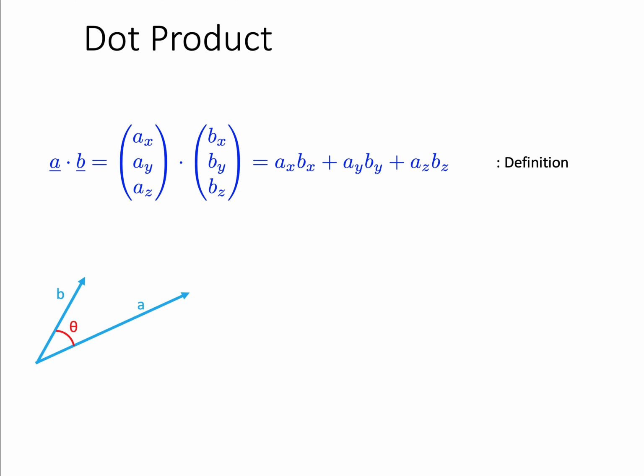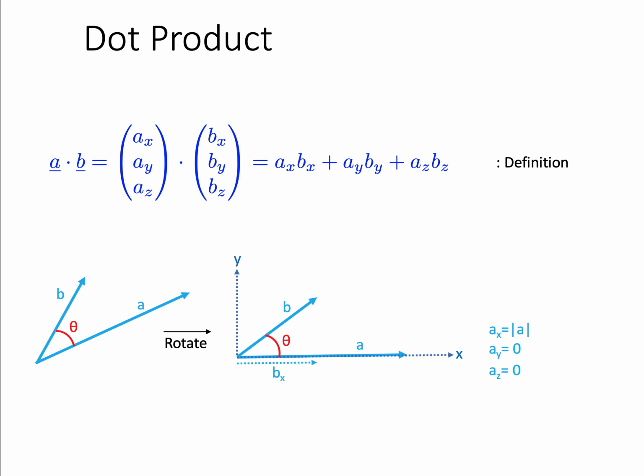Now let's take the two vectors and rotate them into the xy plane, which is flat on the paper, if they weren't already. Then let's rotate them so that one of them, in this case the vector A, lies along the x-axis. This is just to make the maths easier. Now we work out the components AX, AY and AZ, and BX, BY and BZ.